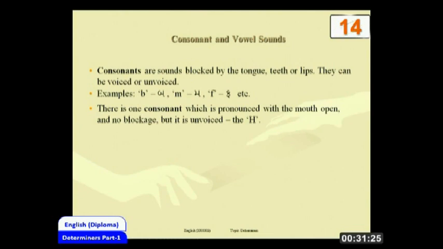There is one consonant which is pronounced with the mouth open and no blockage, but it is unvoiced, the H sound. An example of this is honest. The word begins with H-O-N-E-S-T, but we pronounce it as onest. Here the H remains silent. So we will follow the sound and not its spelling. As the pronunciation is onest, as the initial sound is O, which is a vowel sound, we will put article AN before honest. An honest man, an honest worker, an honorable person.